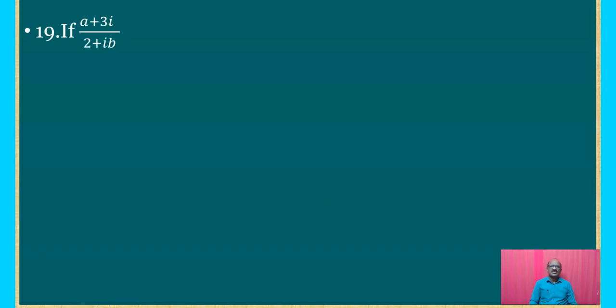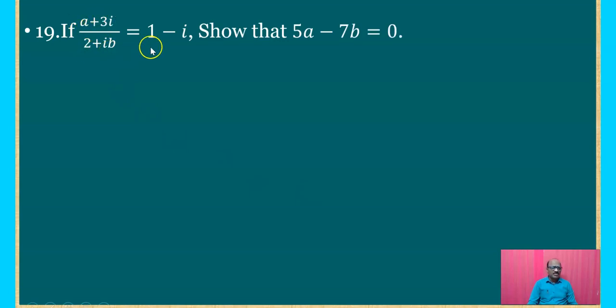Now the next is question number 19. If (a plus 3i) upon (2 plus i b) is equal to 1 minus i, then show that 5a minus 7b is equal to 0. That is, we will simplify this only.